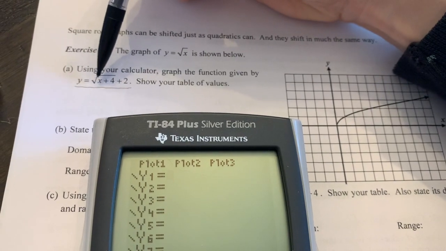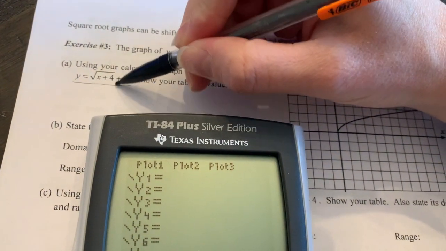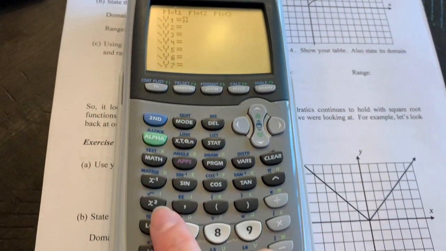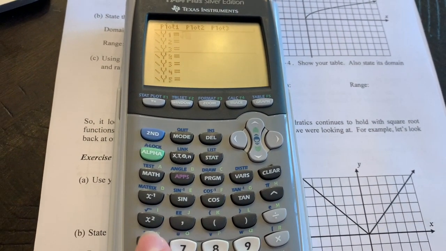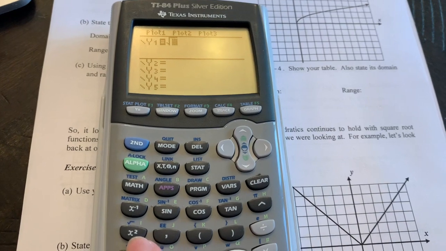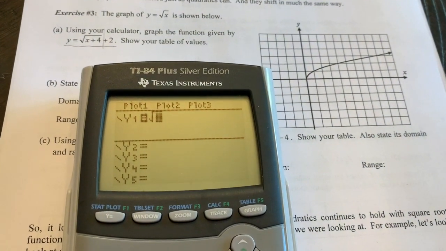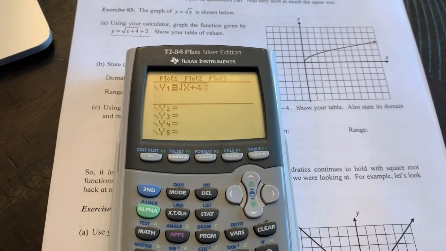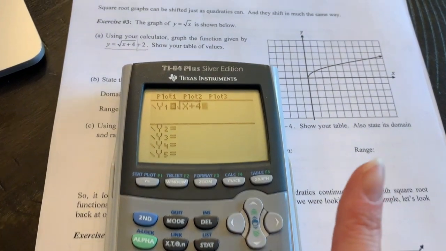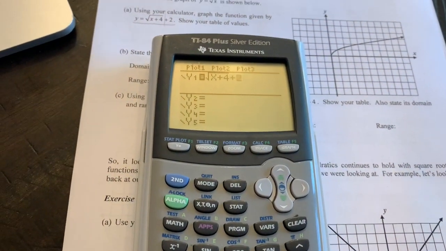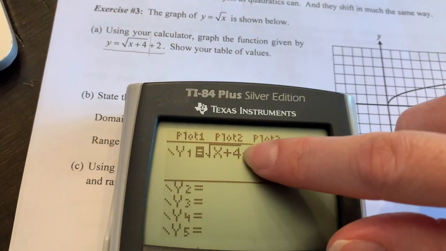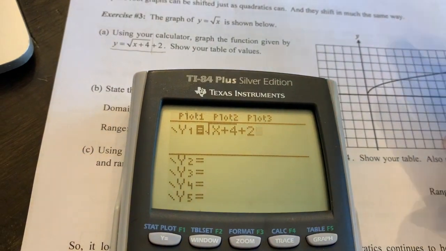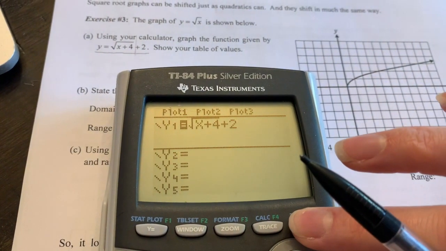So I have the square root of x plus 4, and then outside the square root is plus 2, so you've got to be super, super careful. You're going to press square root, which is second and the x squared button, and now I'm going to put in x plus 4, and now outside of the square root I'm going to put the plus 2. Make sure you push that arrow, and make sure when you look it's not all under the square root, because that will change this completely. Okay, so now we're going to take a look.